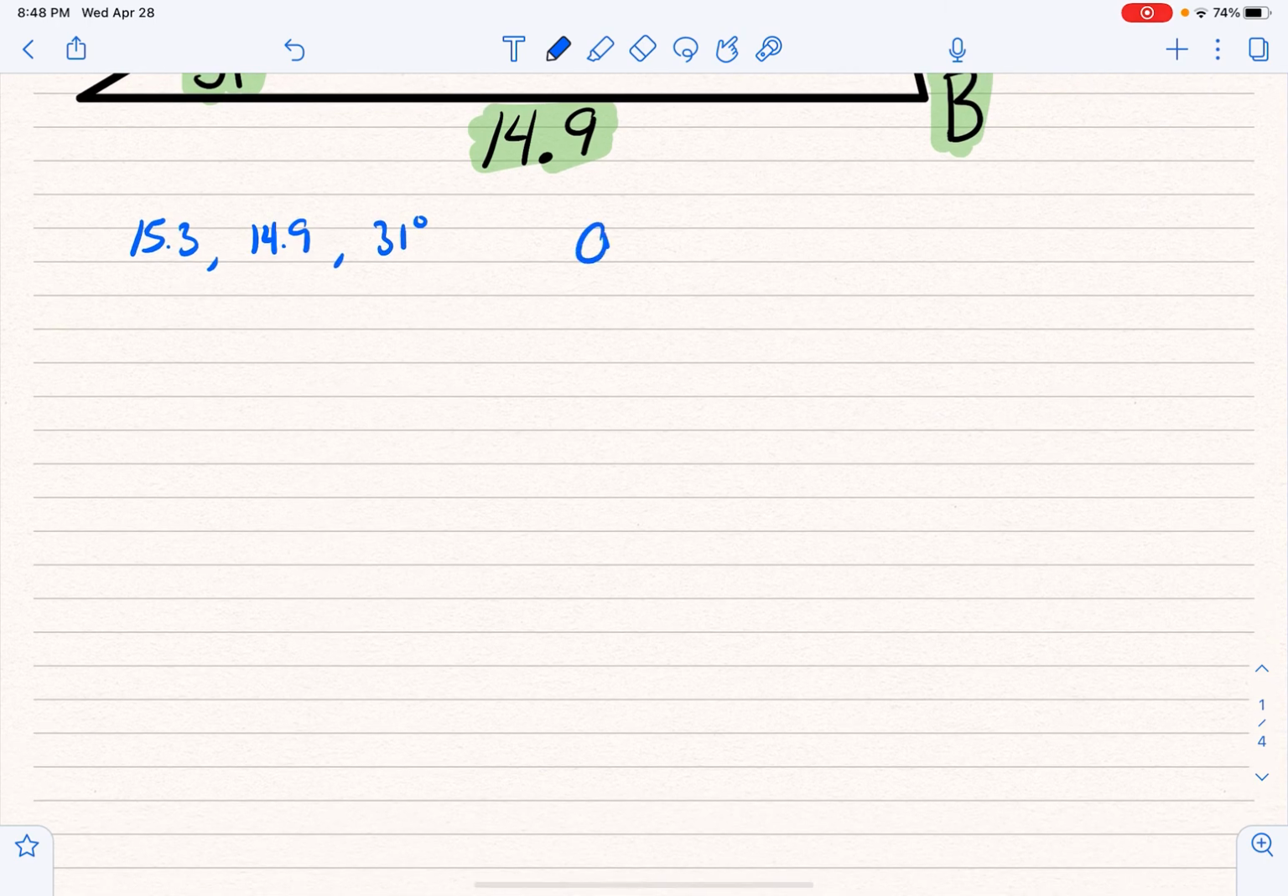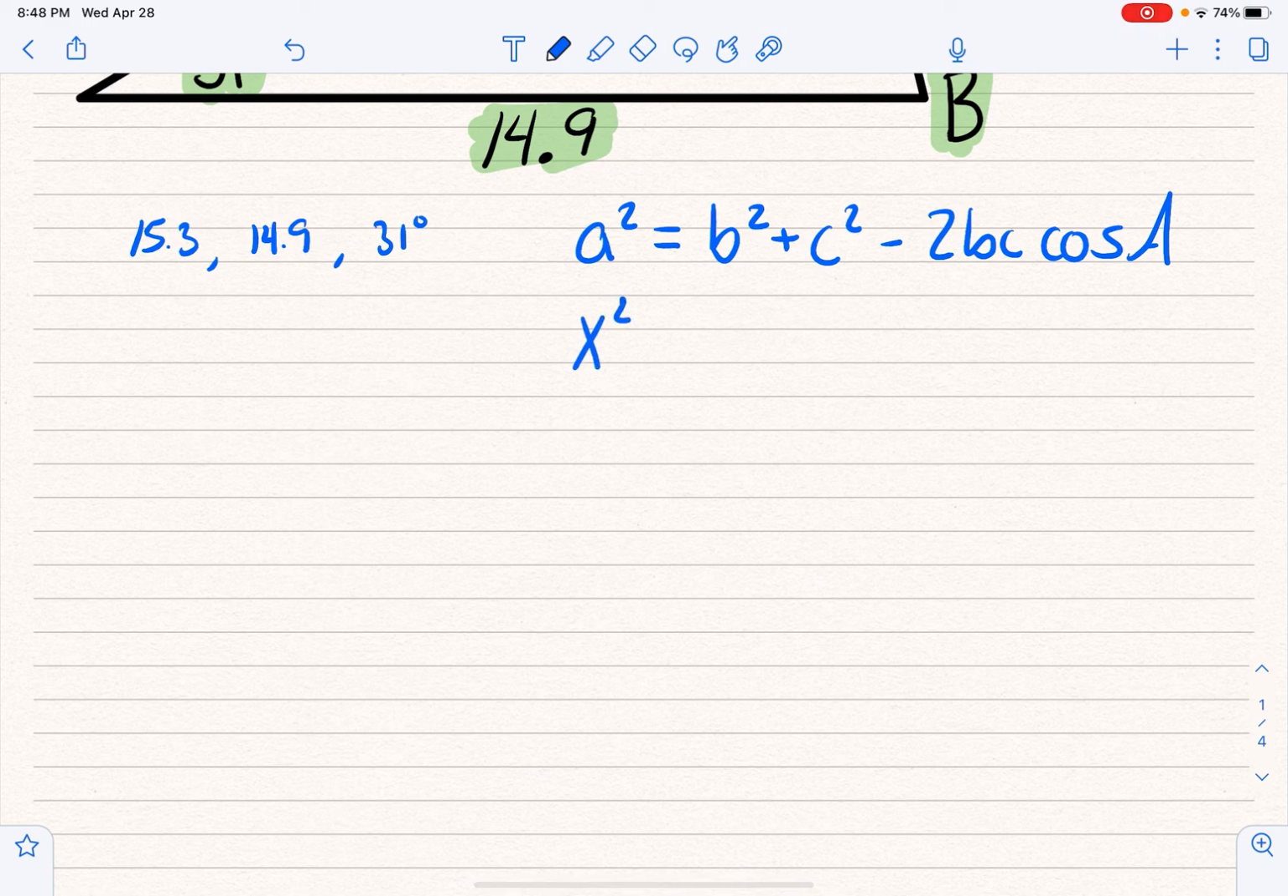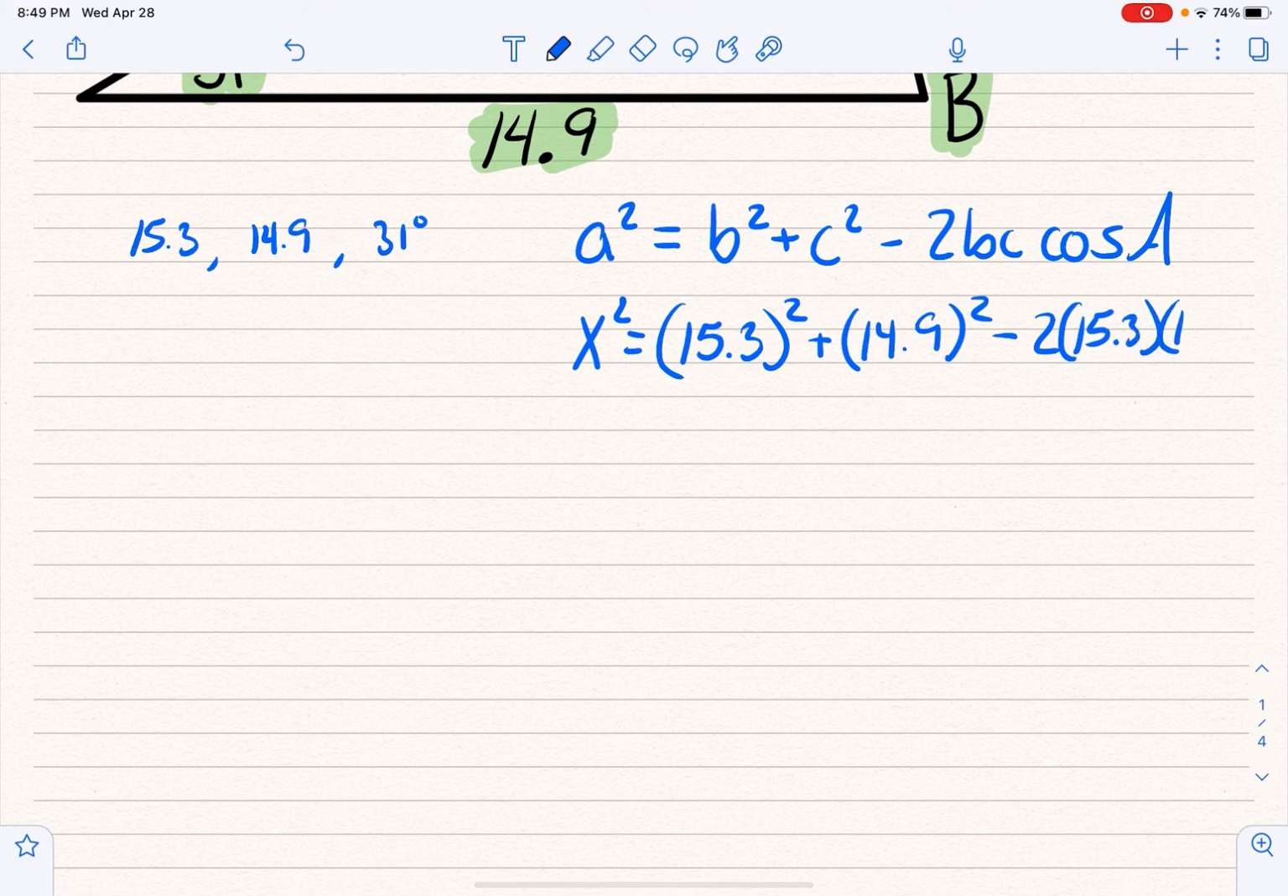Okay, so we know that it goes a squared is equal to b squared plus c squared minus 2bc times the cosine of angle A. And so in that case, that would mean that x squared is equal to 15.3 squared plus 14.9 squared minus 2 times 15.3 times 14.9 times the cosine of 31 degrees. And that's when I plug it all into the calculator. I'm going to say 15.3 squared plus 14.9 squared minus 2 times 15.3 times 14.9.